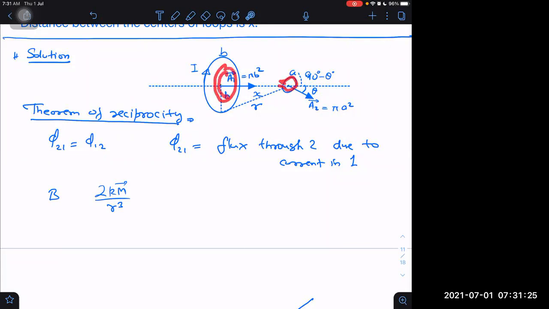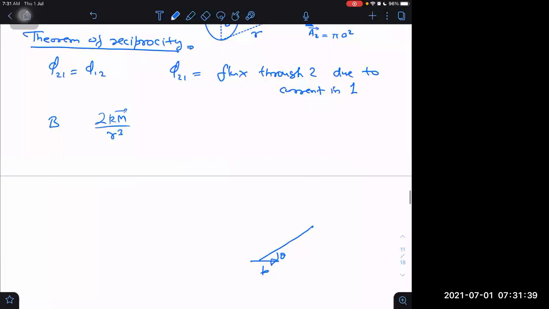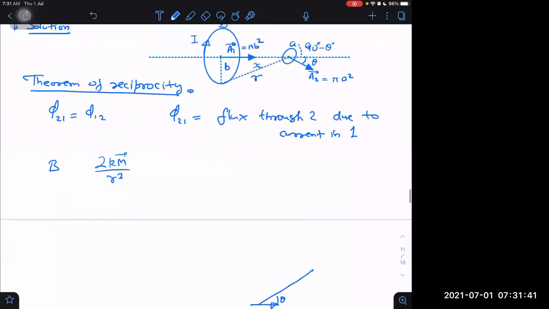What is the meaning of flux with the bigger one? Flux means B dot A. So I have to take area elements of this or not? Yes, sir. If this is the current here, through that also I can find this. Let us do both. We will do both. First let me take B here.